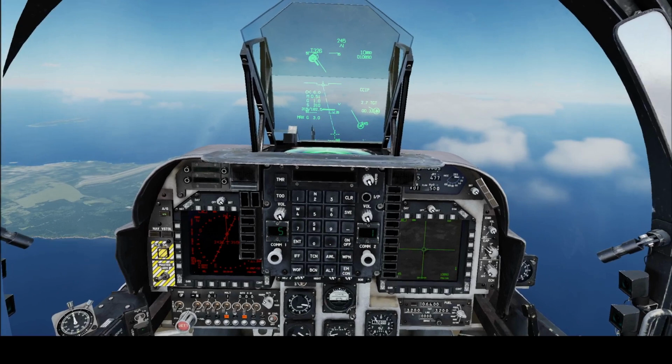And it's important to note that you need to make sure that your ECM program is set correctly before you even depart whatever airfield you're leaving from. And you need to make sure that you dispense flares as you roll in and as you come off the target, as those are your two most vulnerable times.